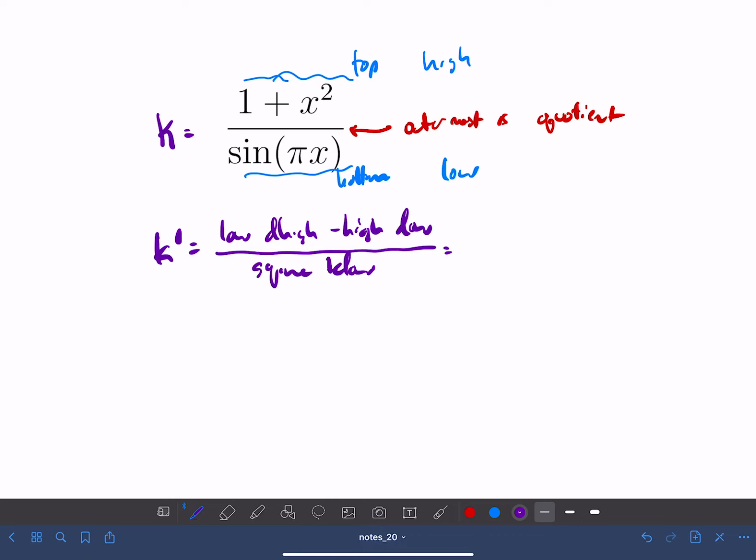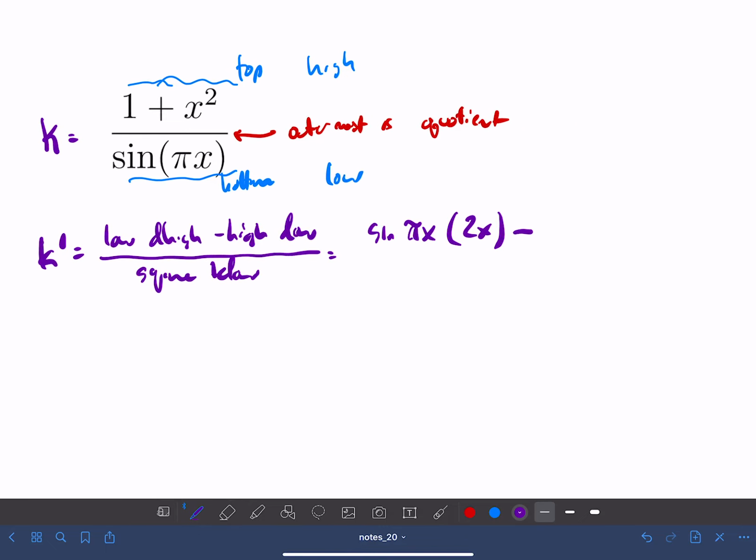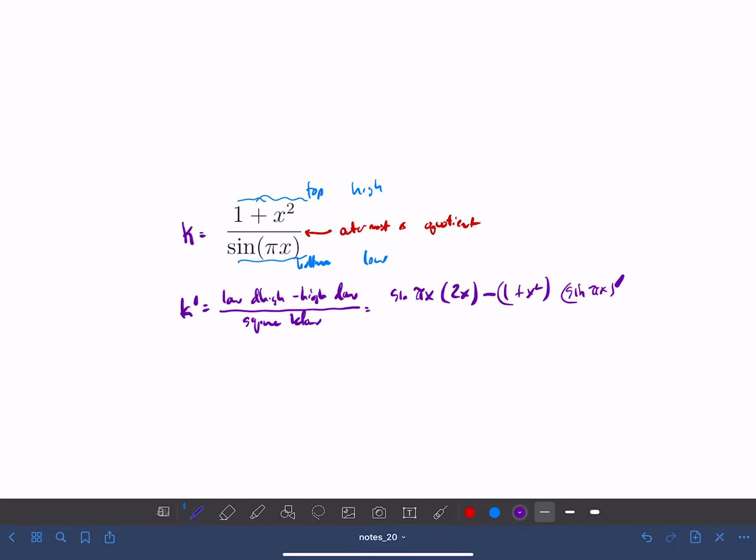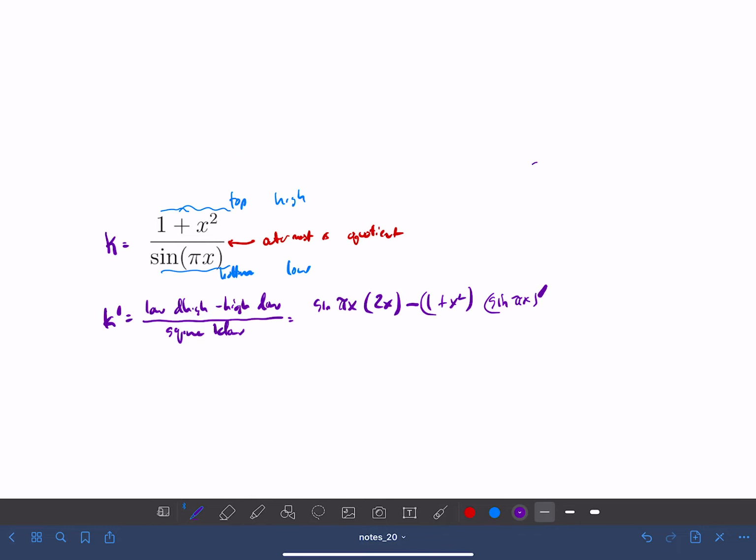Let's do low, sine of pi x times d high minus high, careful with those parens, times d low, and now we're going to have a chain rule. So we need to figure out right here what sine of pi x prime is equal to. So let's work that out over here.